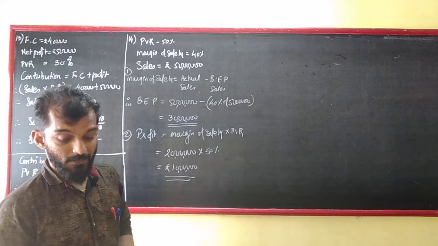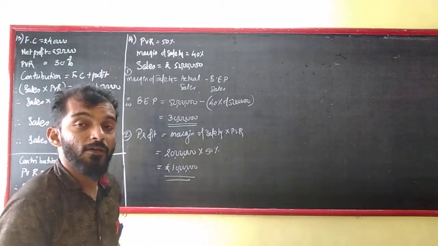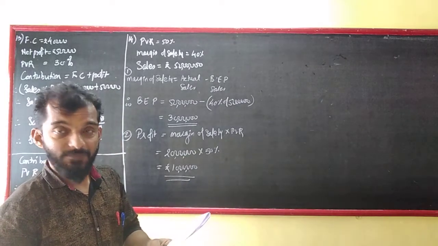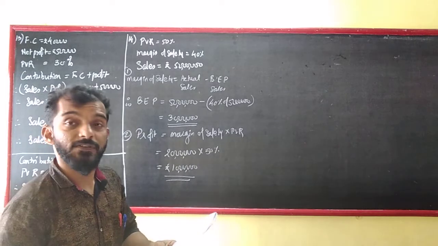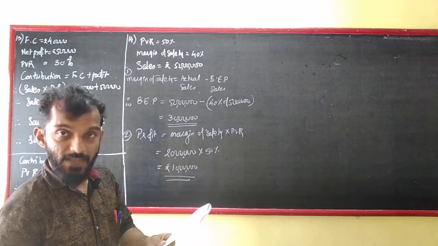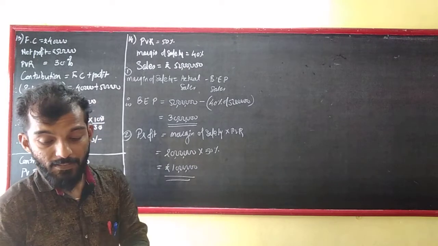Sum number 14. What are they telling? There was a short break in between because the other sum also needs to be discussed, otherwise sum 14 will bounce. PVR of the company is 50%, while its margin of safety is 40%. If the sales volume of the company is 50 lakhs, that is, actual sales, find out its break-even point and net profit.